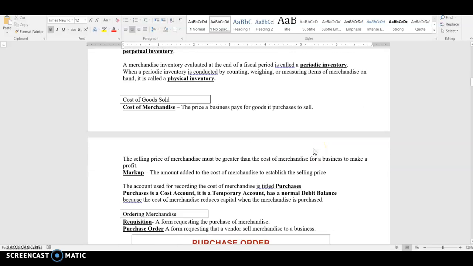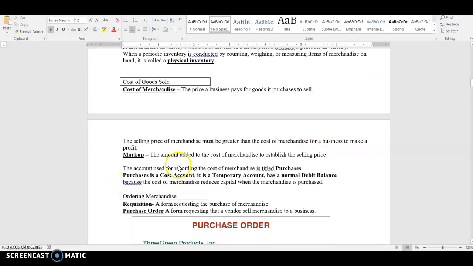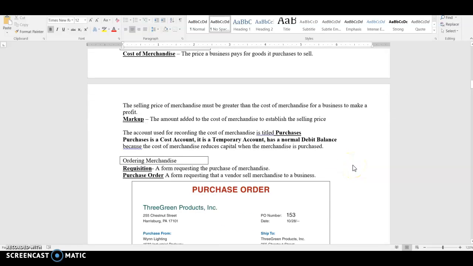So you buy sneakers for, let's say, $25, and you're going to mark them up to $100 to make a profit. The markup is the added amount to establish whatever selling price you want to sell your items for.